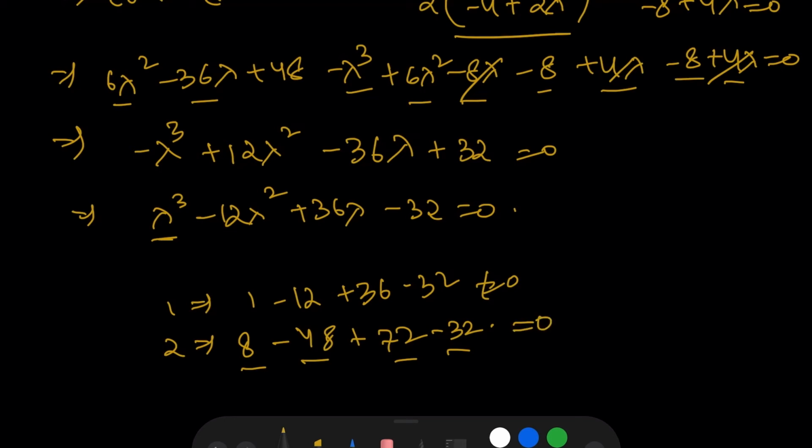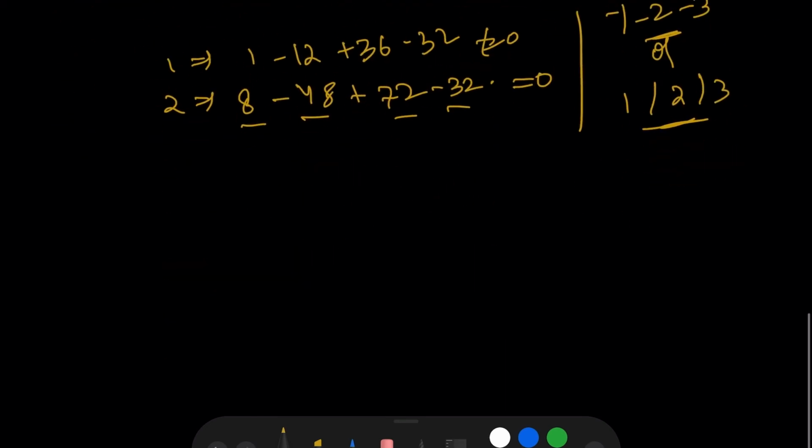So basically what you'll do is find any one root value using the hit and trial method. You put minus 1, minus 2 or minus 3, and also check for 1, 2 or 3. Basically you'll get any one root value within these 6 values. So now here I got one value. So now I have one eigenvalue, which is equal to 2. Now I have to find another 2 eigenvalues.